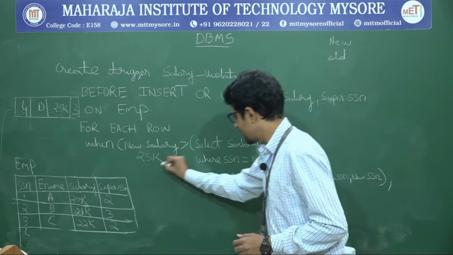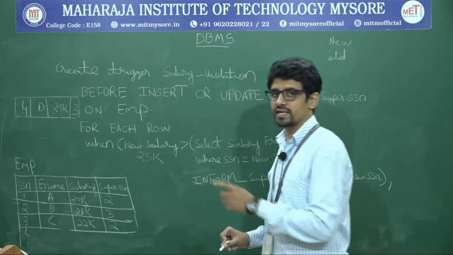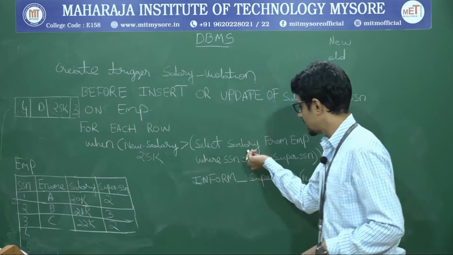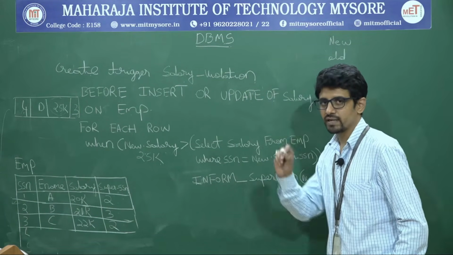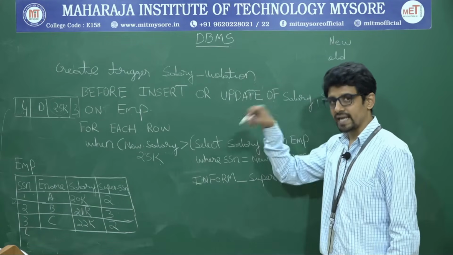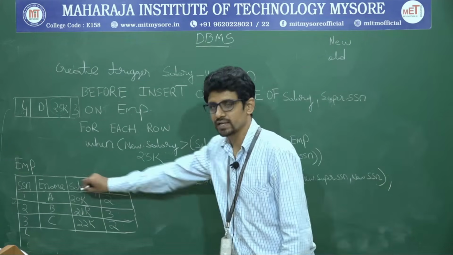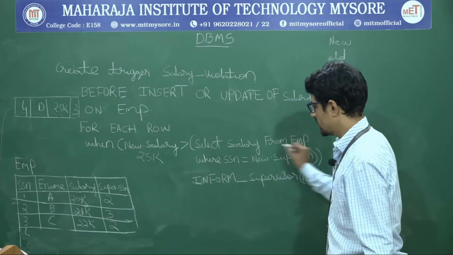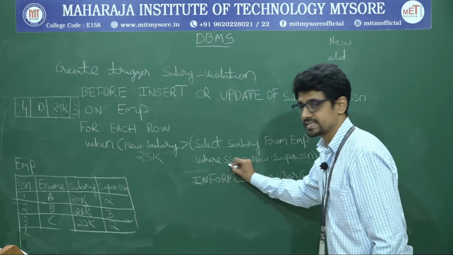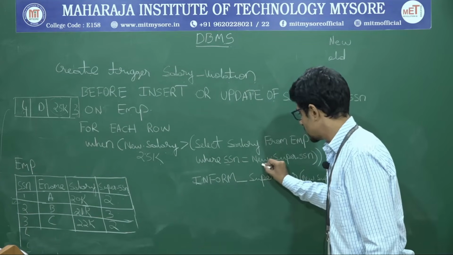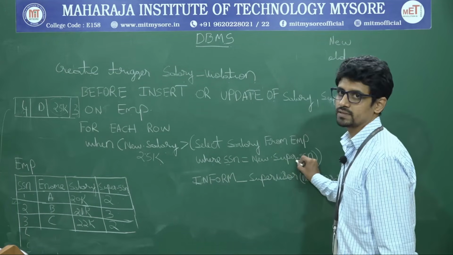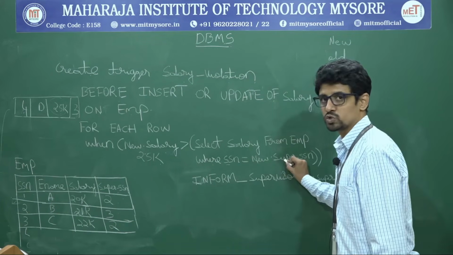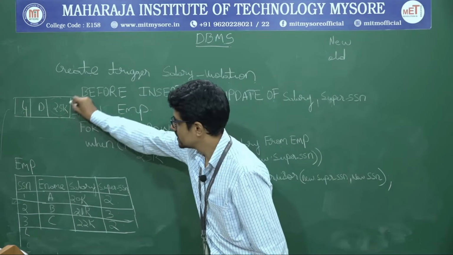Now 25k is greater than, I am checking greater than, select salary. So I have not specified anything yet. When I want to specify, it is the existing one. I want the existing salary of whom? From the employee table, where SSN equals new.super SSN. Whose SSN do I need to fetch? The one that matches the new super SSN. What is the new super SSN we have here?